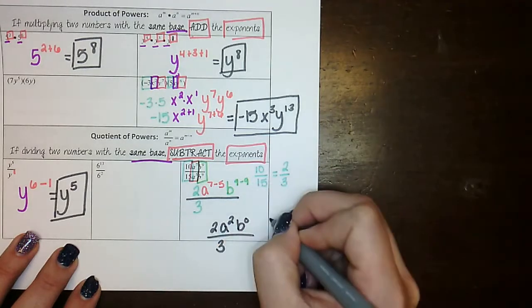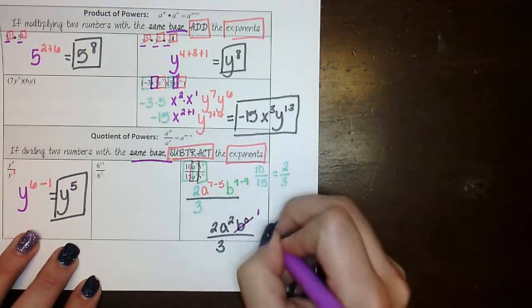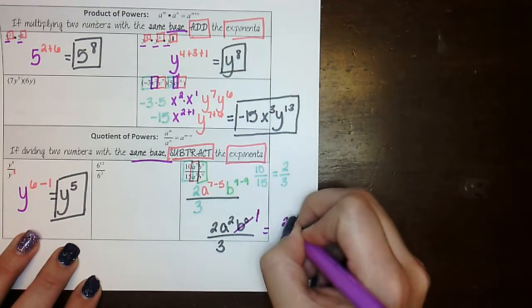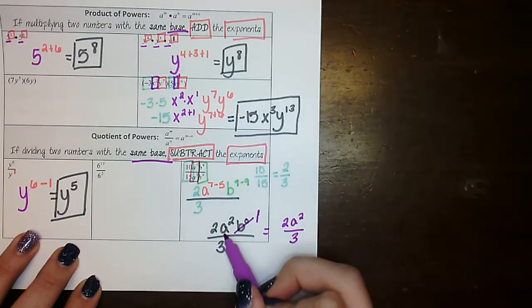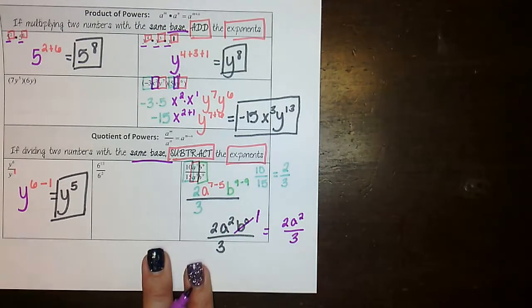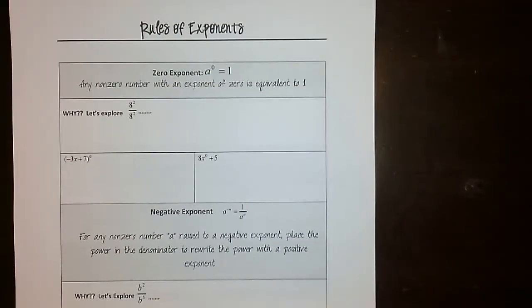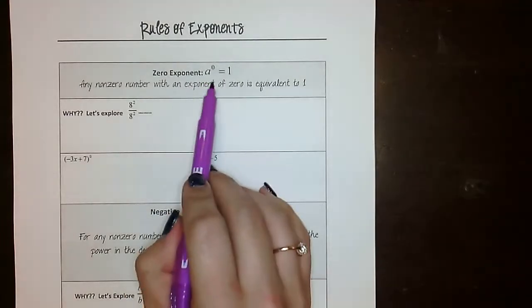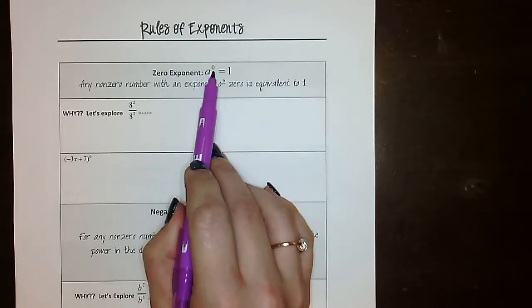And anything raised to the 0 power is 1. So this actually becomes 2a squared over 3. Because 1 times all of this is still this. That 1 kind of just disappears. So this is quotient of a power, or of powers. A couple things to explore is that a zero exponent, so when we have any base raised to the power of 0, it becomes 1.